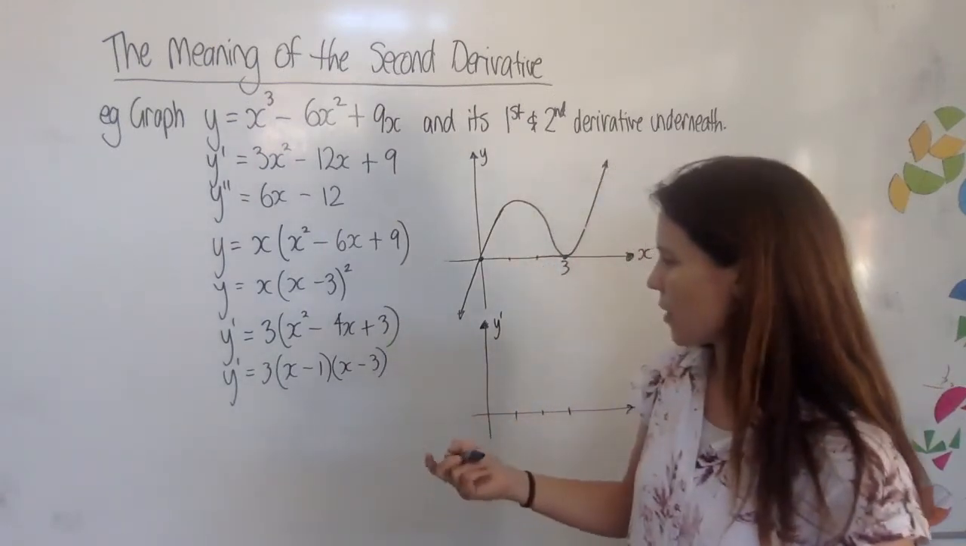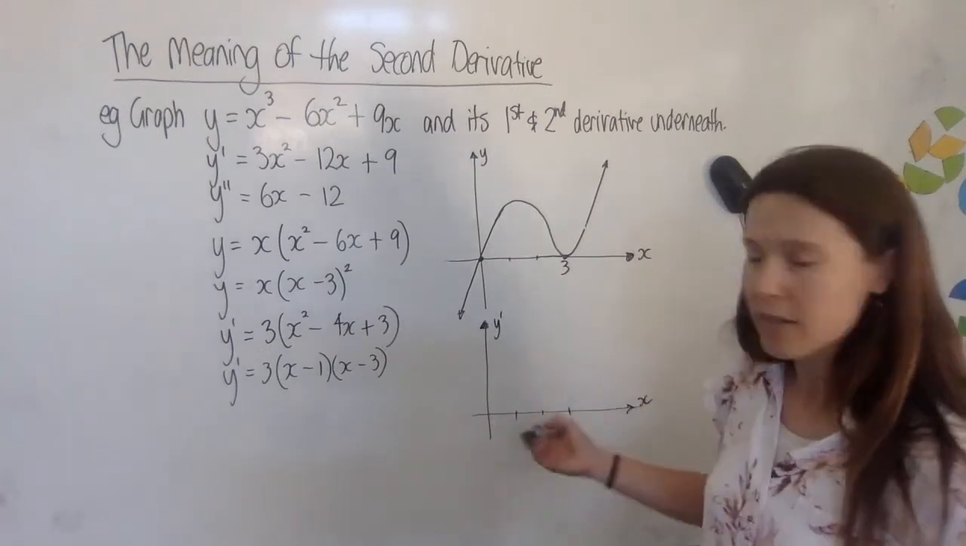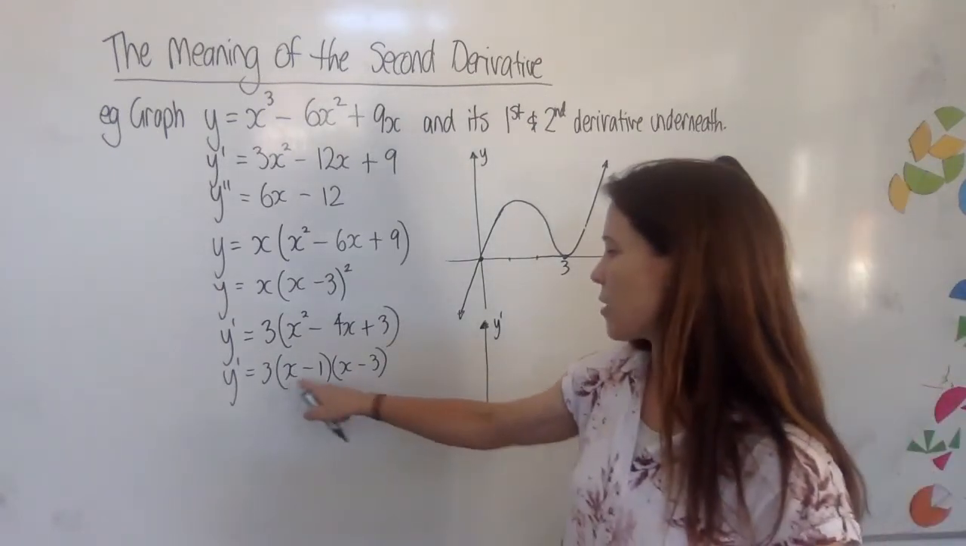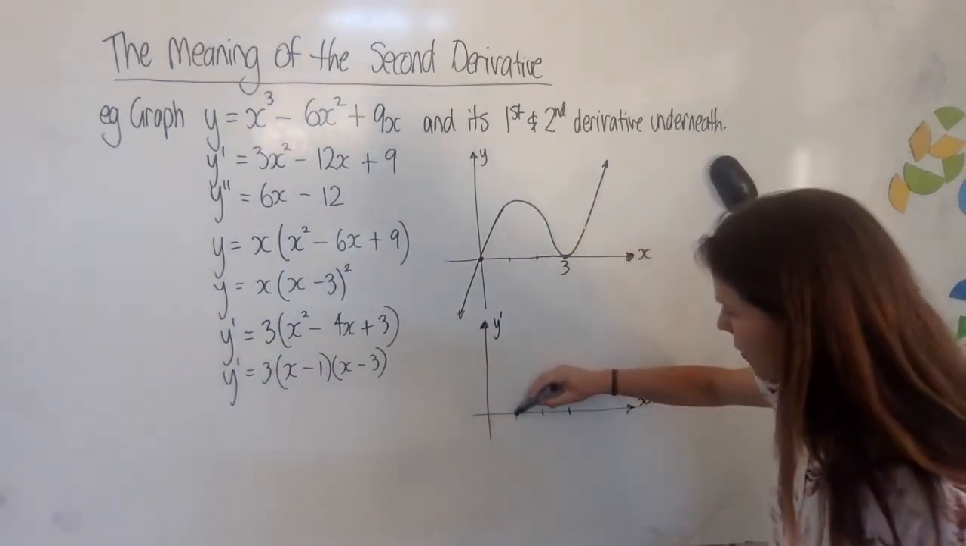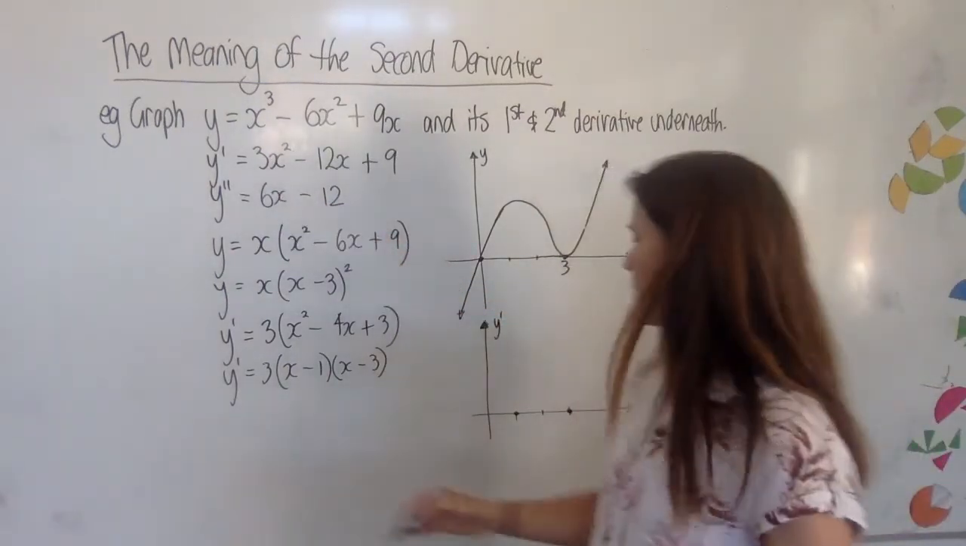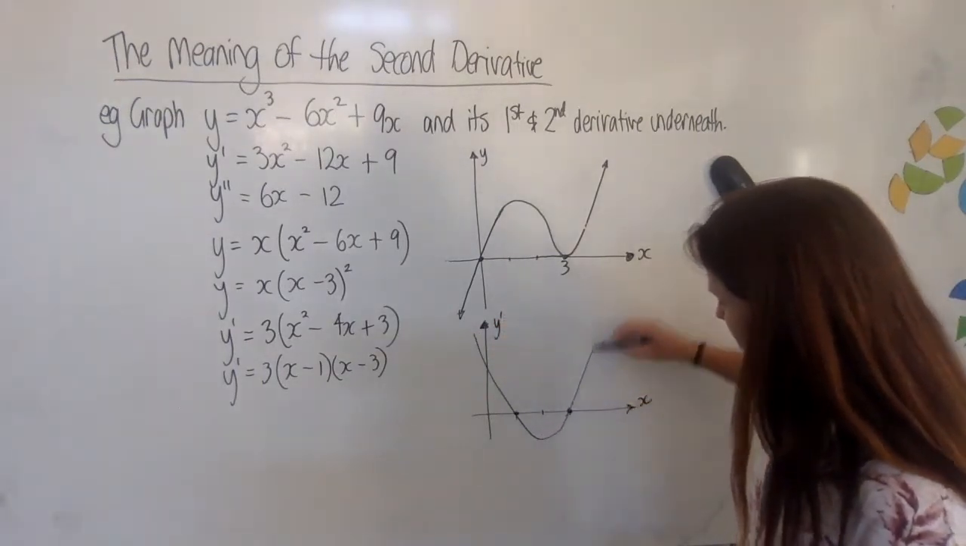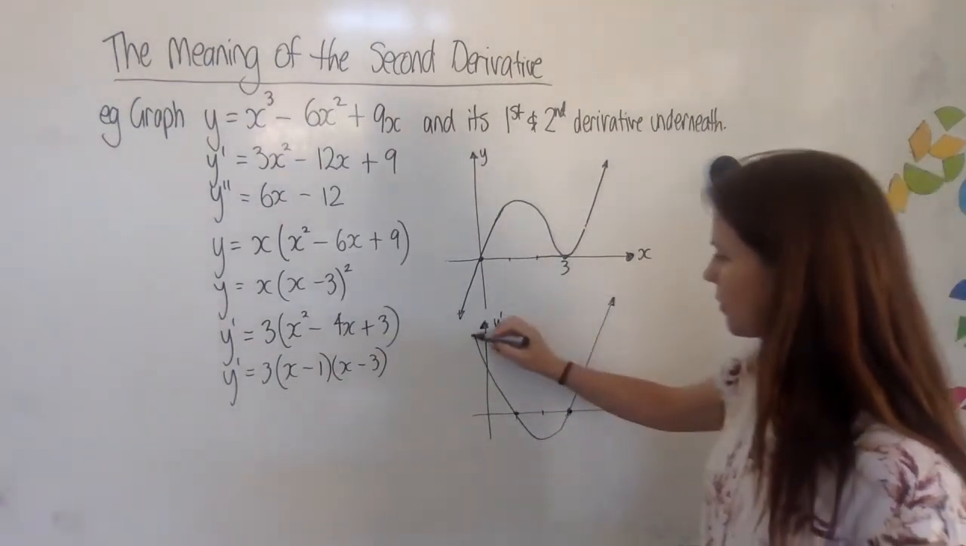So that tells me that when y dash equals 0, or in other words, when I want to find the x-intercepts of this thing, x needs to be 1 or 3. So that's here or here. And it looks like a parabola, doesn't it? And it's an upright parabola. So that's enough information for me to sketch in something roughly right like that.